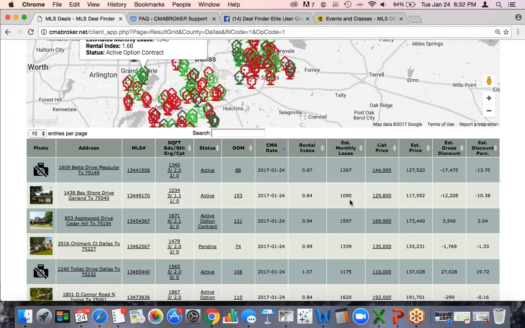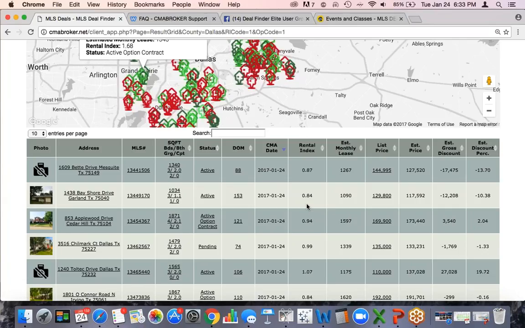And then you can look at the rental index. It's asking for almost 130,000. Okay, they already dropped it by 10,000. You can see the original list price is 139,800. They dropped it by 10,000. And we estimated the monthly lease to be 1090. Dividing these two numbers, we get the rental index of 0.84.